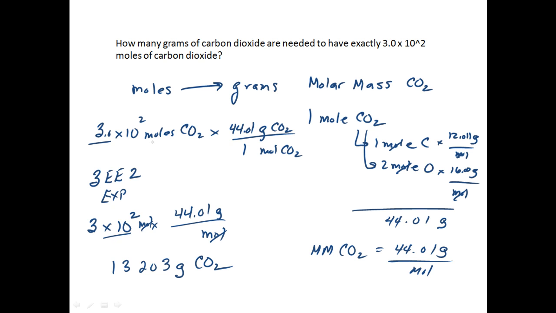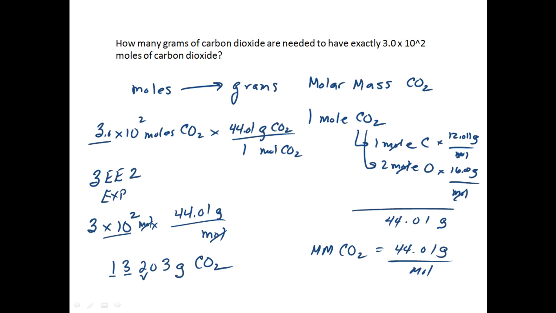So because it's measured and we have 4 significant figures in carbon dioxide's molar mass, we can only report 2 significant figures in our final answer. So the way we do that is we go 1, 2. We look at the number adjacent to those 2 significant figures, which is a 2. If this number is less than 5, we round down. If it's 5 or greater, we round up.